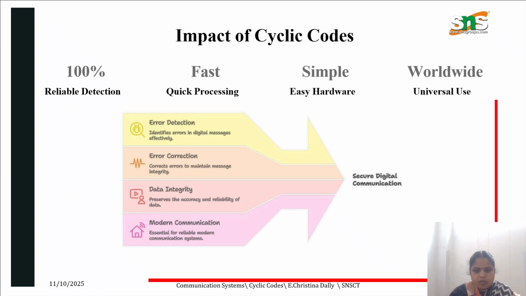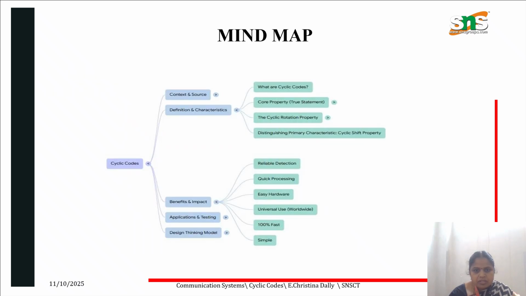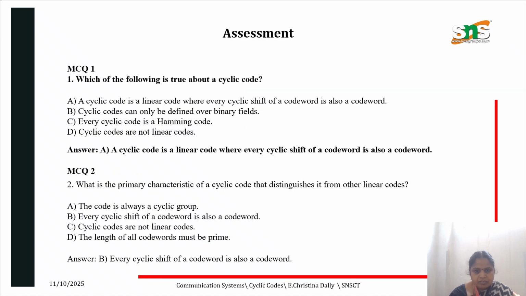Impact of cyclic codes. In order to secure digital communications, we have to follow some of the methods, that is error detection, error correction, data integrity, and modern communication. So this is the mind map for the cyclic codes. What are all the benefits and what are all the applications, whether it is reliable or not.